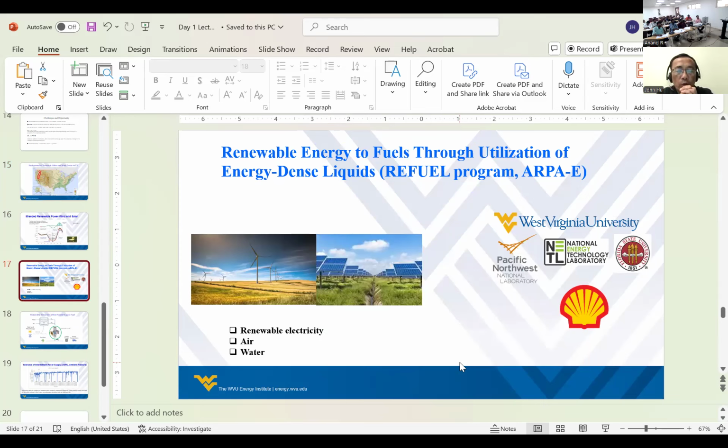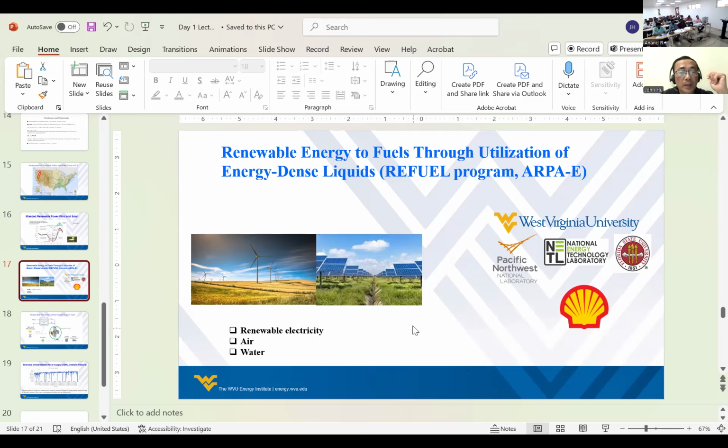Renewable energy to fuel through utilization of energy. Read the title. So this is the U.S. Department of Energy solicitation. Solicitation means they want the university and the industry to provide a solution. They will give you research grant funding to solve the problem. So the title of this solicitation is Renewable Energy, which is solar and wind, to Fuels through Utilization of energy dense liquid. What's energy dense liquid? That's by definition. The program is called the REFUEL program.